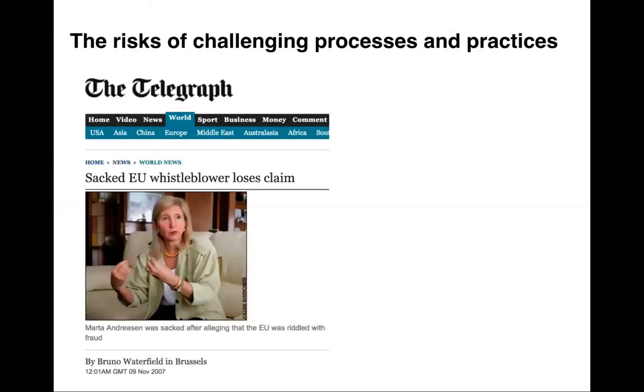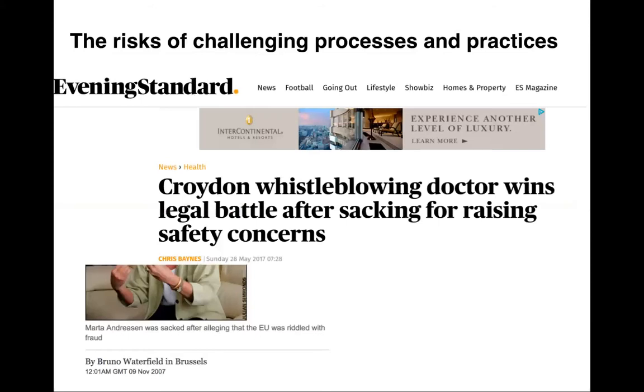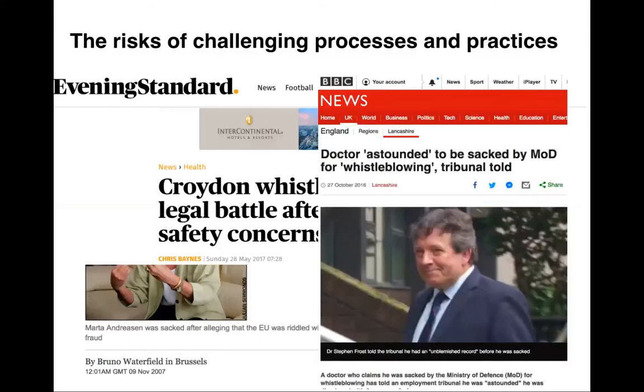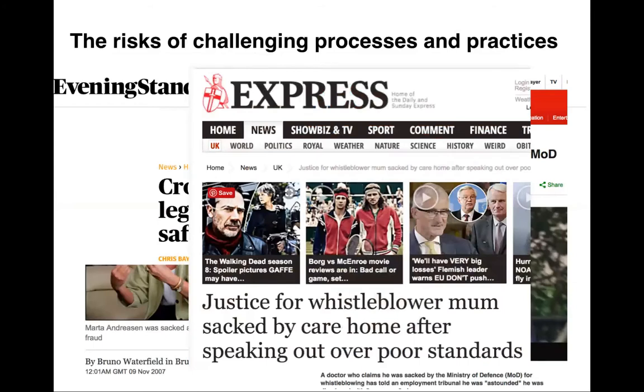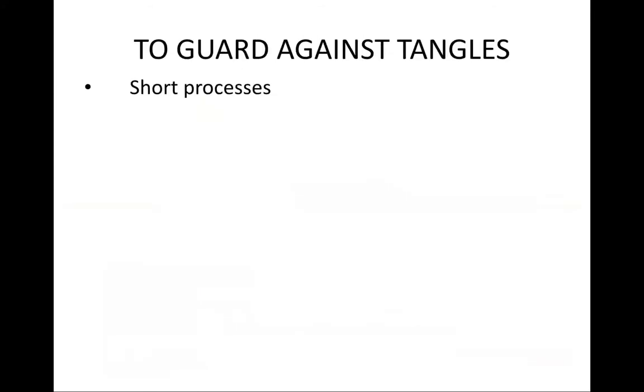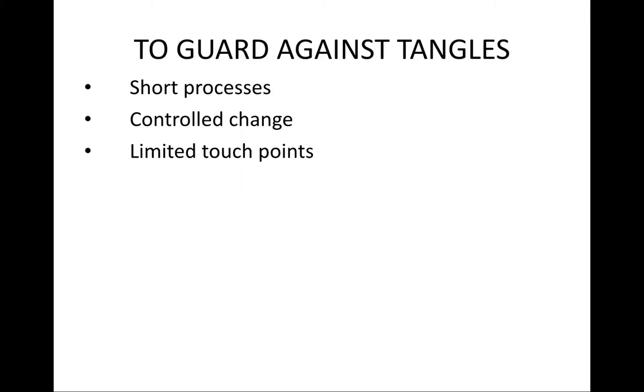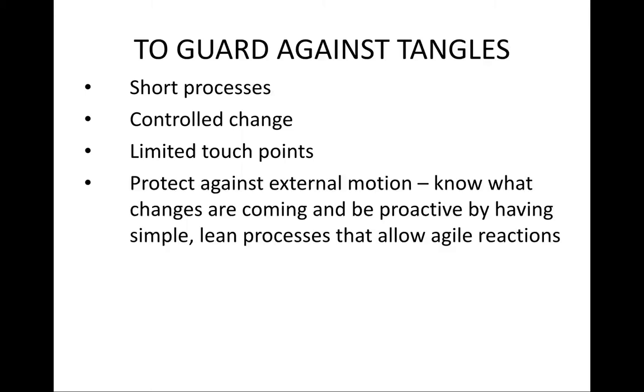Here are some of the risks. Whistleblowers generally lose their jobs after finding and publicising errors or fraud. To guard against tangles: short processes, control change, limited touch points, protect against external motion. Know what changes are coming and be proactive by having simple, lean processes that allow agile reactions.